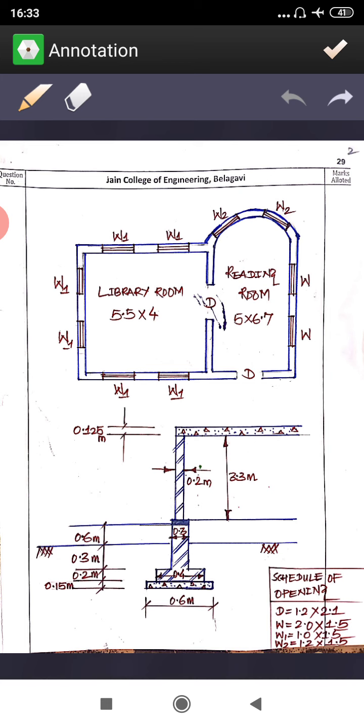As I said, the statement given in the problem is that it is of 0.2 meter wall thickness, that is 20 centimeter wall thickness, it is here. Then the floor to slab height is 3.3 meter. Slab thickness they have given, that is 0.125 meter. With these details we are supposed to get the four different items by using long wall short wall method.